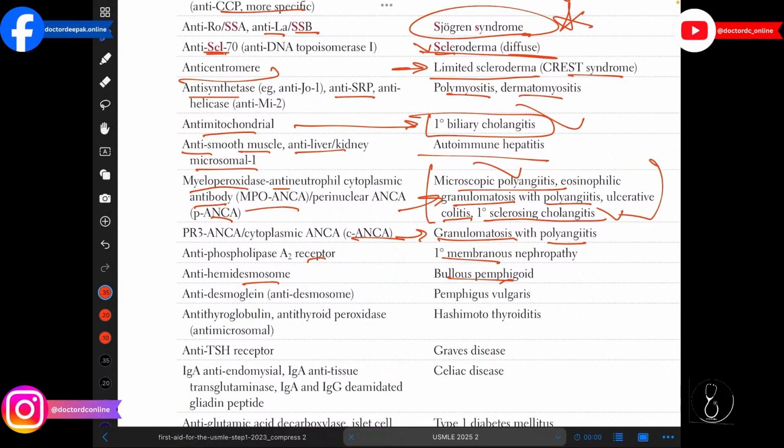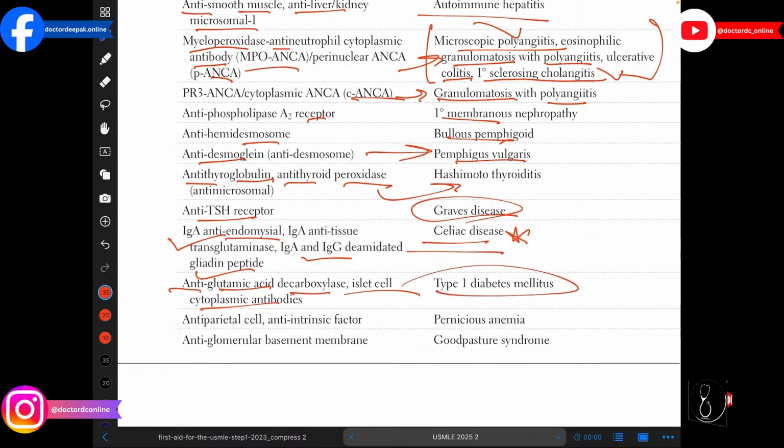Anti-glutamic acid decarboxylase and anti-islet cell cytoplasmic antibodies are associated with type 1 diabetes. Anti-intrinsic factor causes pernicious anemia, and anti-glomerular basement membrane causes Goodpasture syndrome.